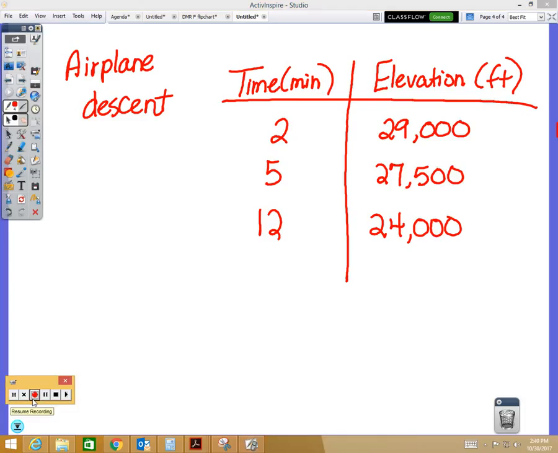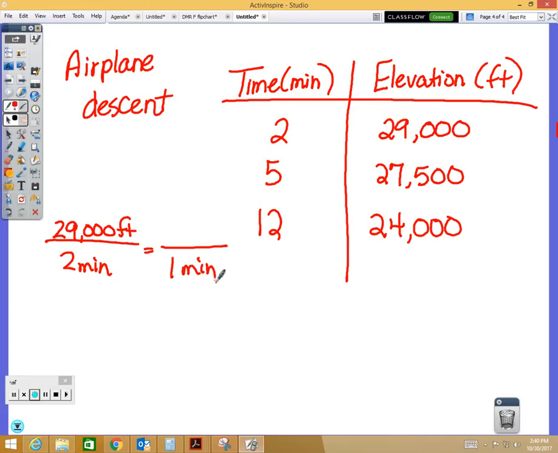You can use any of these, okay? I'm going to go ahead and use the 29,000 and the 2. 29,000 feet in 2 minutes. And if I want to know for 1 minute, again, I'm dividing it by the 2. 14,500 feet.